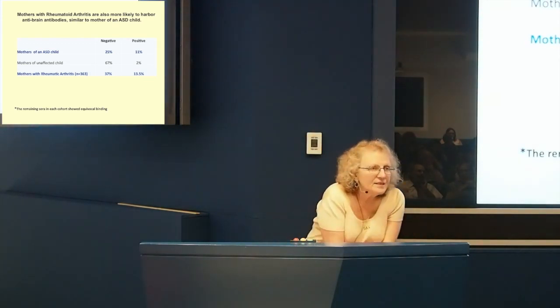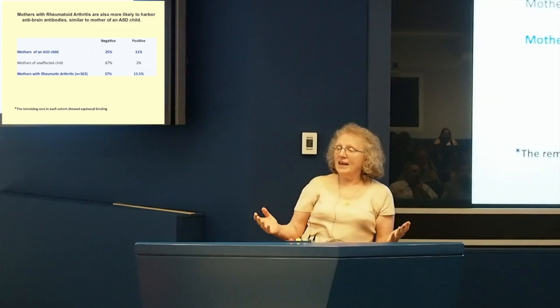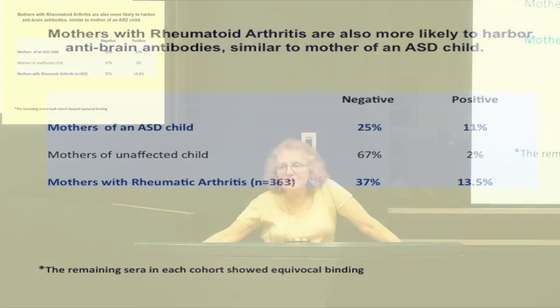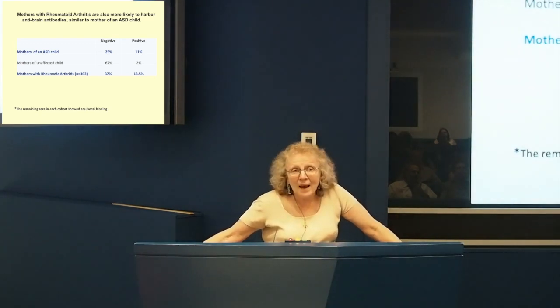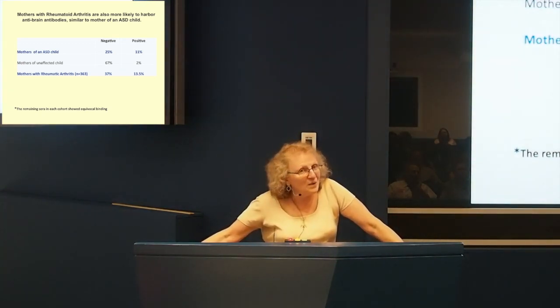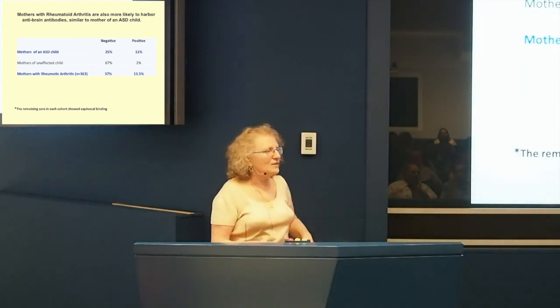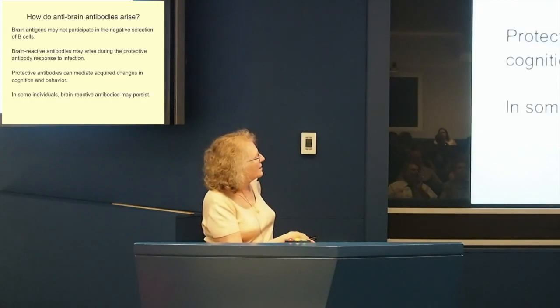One of the diseases that had come up in the Danish cohort was rheumatoid arthritis. So we looked at women with rheumatoid arthritis and asked, do they have brain-reactive antibodies? Indeed, the same incidence of women with rheumatoid arthritis as women with a child with autism spectrum disorder had brain-reactive antibodies. So we would speculate that some of the increased risk that one sees in mothers with rheumatoid arthritis for having a child with autism spectrum disorder may come from these antibodies.